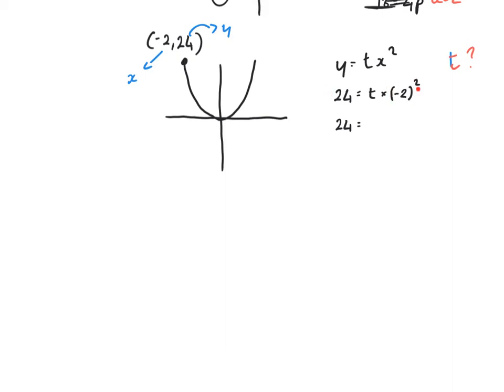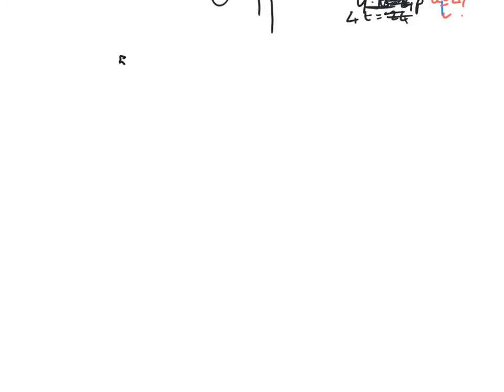Okay, and now I've got minus 2 squared. So remember that 2 squared is 4, but minus 2 squared is also 4 because that's minus 2 times minus 2. So 24 is equal to t times 4, that's just 4t. 4t is 24. I'm now going to bring the 4 down and divide, and that will be t equals 24 over 4, and t is equal to 6. Final answer.